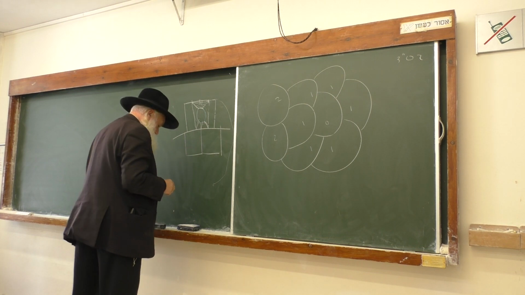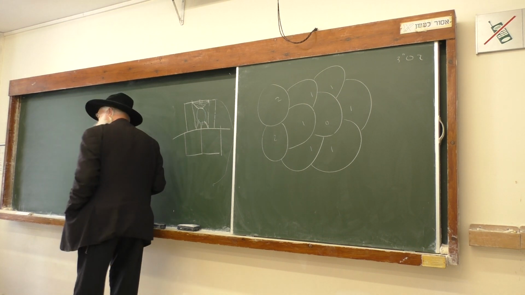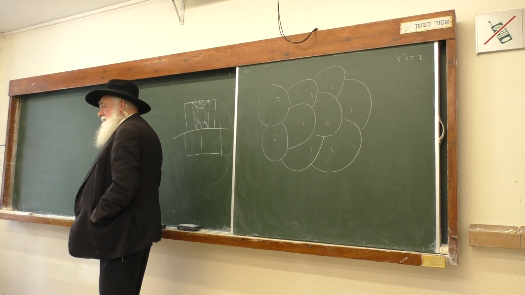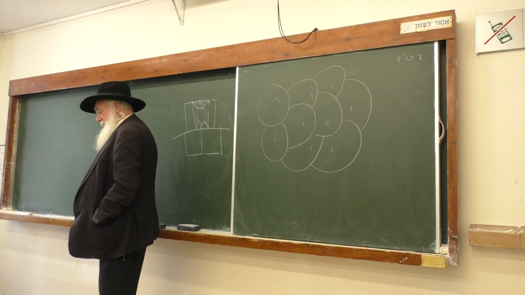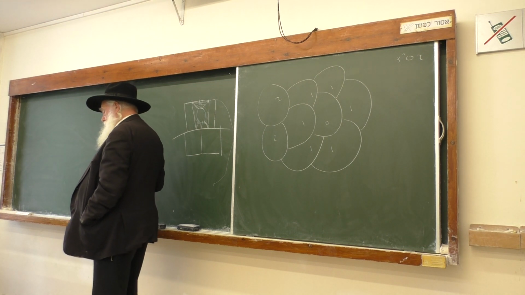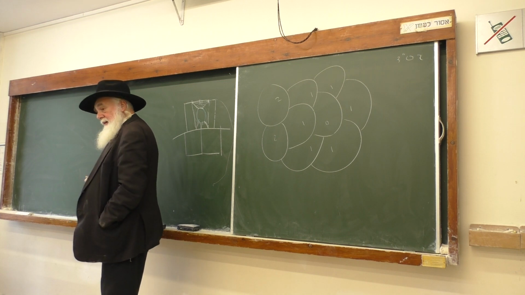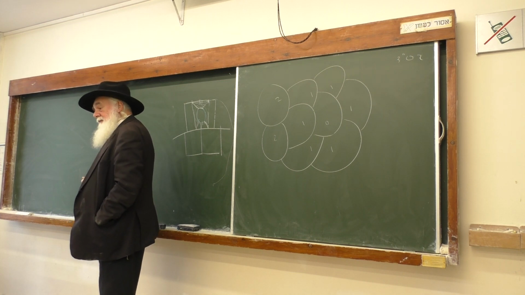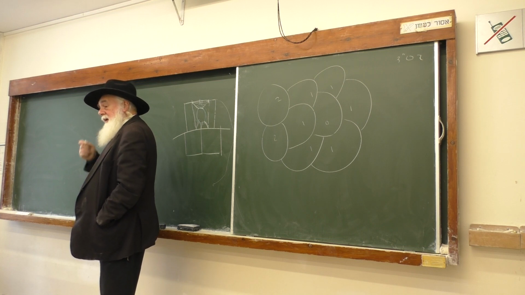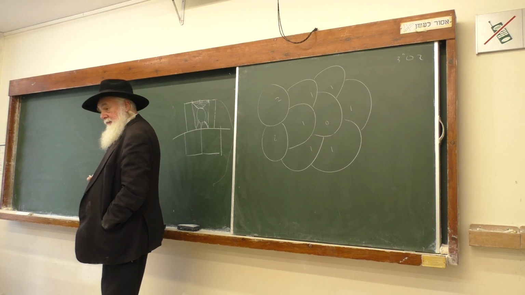So, for example, we would like to understand why this group, if it has 3 generators, would not be nilpotent for any class of nilpotency.